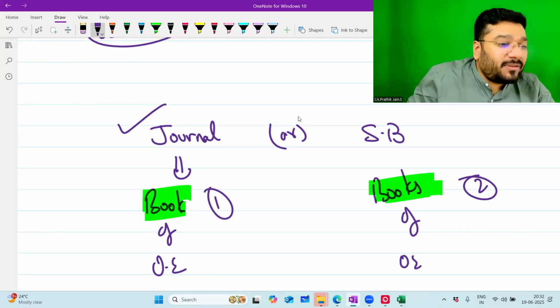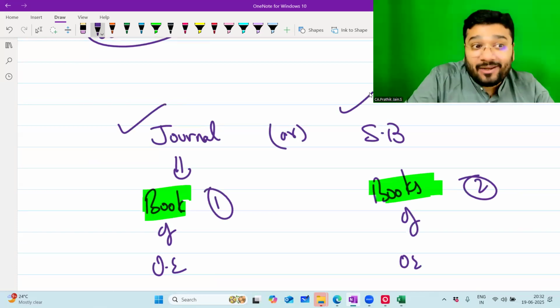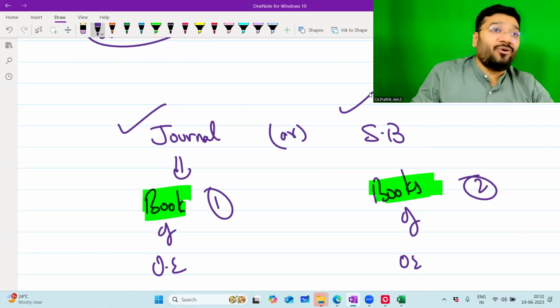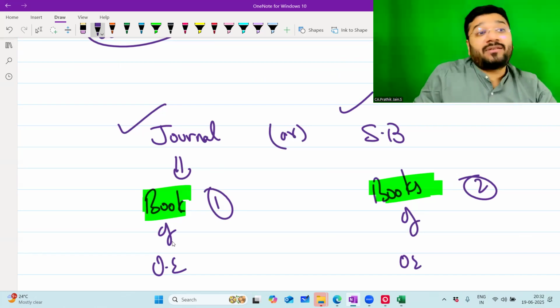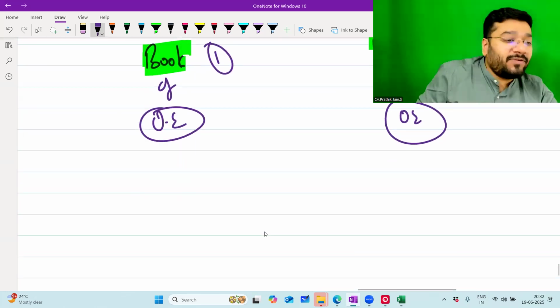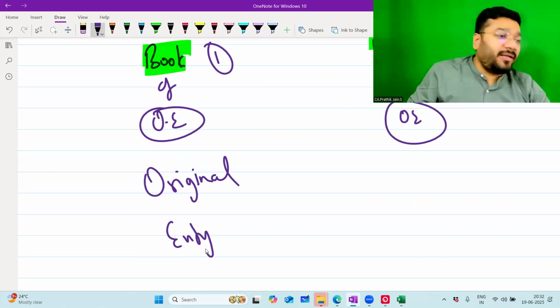This is a separate chapter. Now, if you ask me, sir, what is the difference? Please tell. Can I tell now? Not possible. But I can tell you why journal or subsidiary book is called as book of original entry. Original entry. What is the full form? Original entry. Now, why this is original entry, I can make you understand.